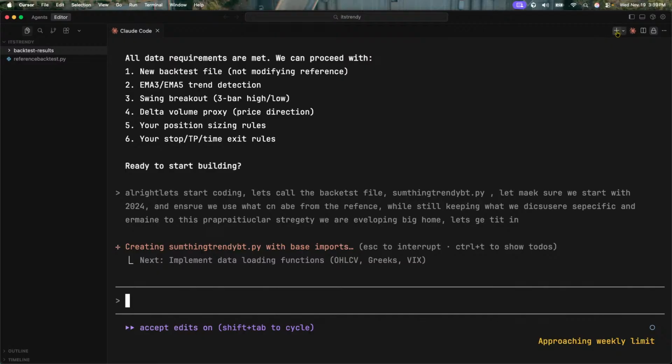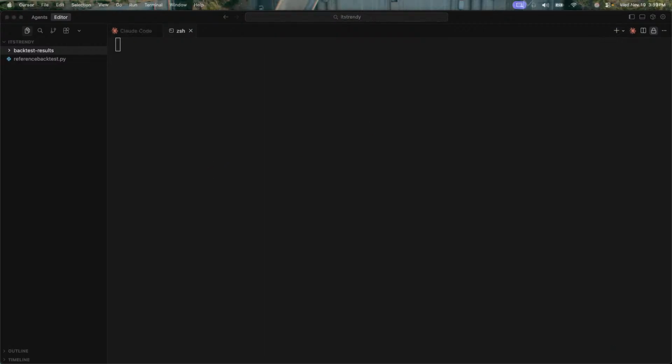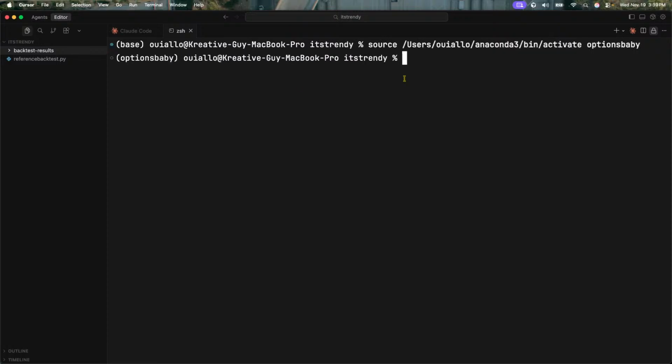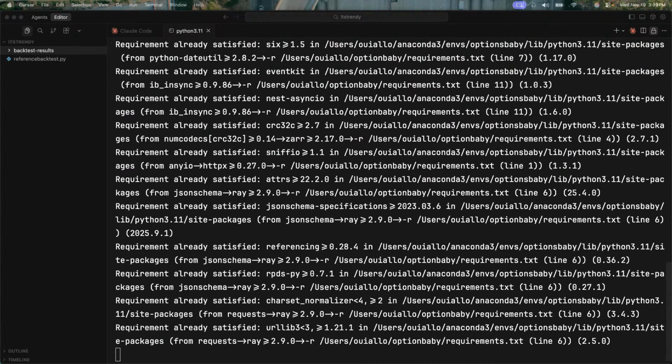And let's go ahead and get our terminal ready to run our backtest. You know what we need to do? Go ahead and get our conda environment. And let's just pip install everything. The pip install is installing all the requirements from the conda environment. So that's ready to go. Now I'm just waiting for the file.